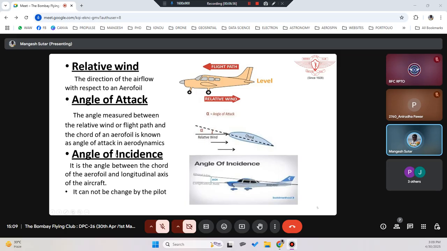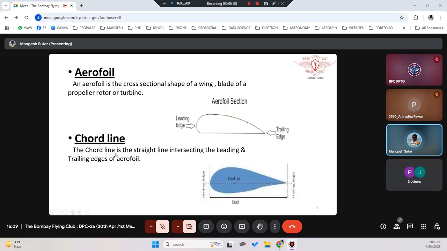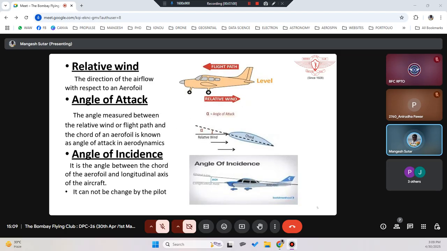Any questions so far on the airfoil, chord line, relative wind, angle of attack, and angle of incidence? Any issue in understanding, or do you still need to understand something on that part? Let me know, or we can move forward. These are very basic things which are required for understanding flight.